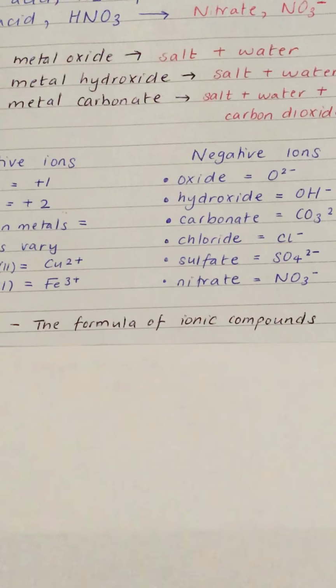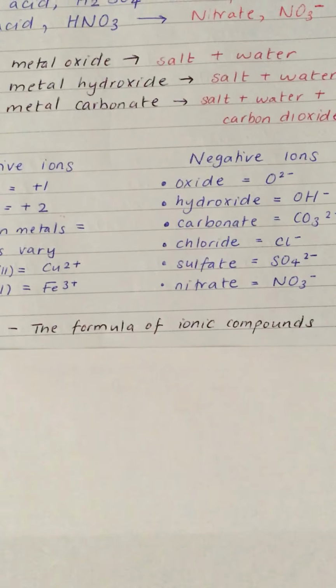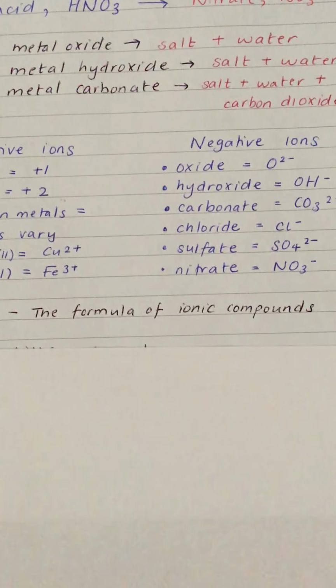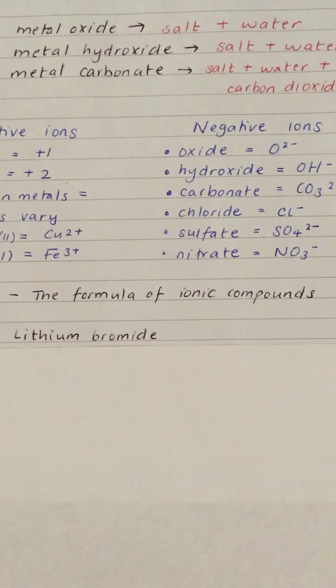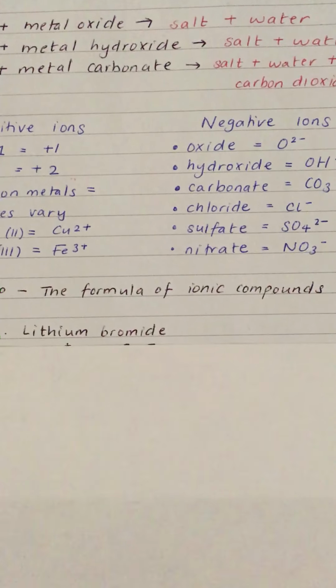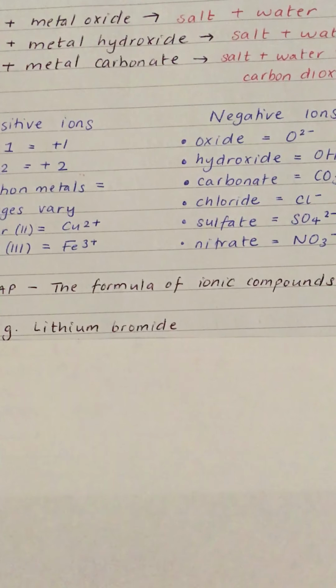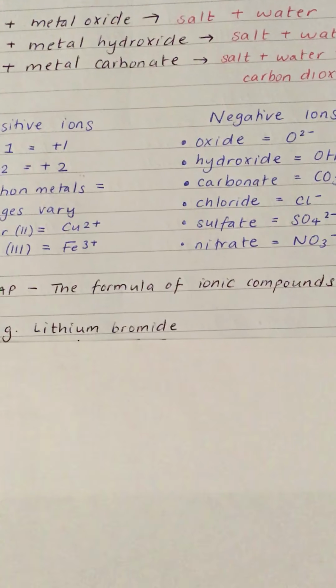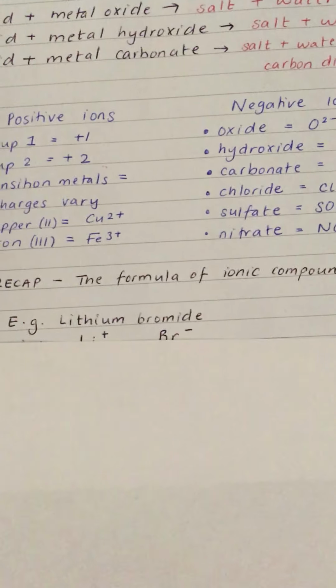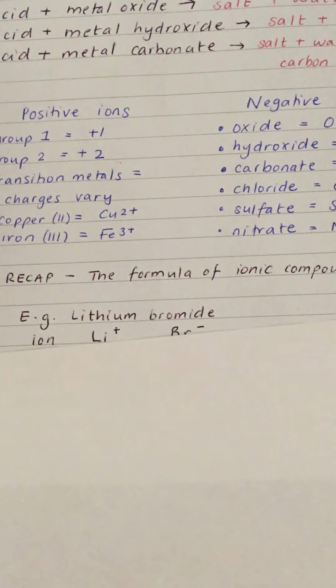Okay, so the next thing, which is a bit of a recap because it did come up when we did ionic bonding, we need to know how to write out the chemical formula of different compounds. We've got lithium bromide. So this is quite a nice little checkpoint for you to use when you're writing out formula.